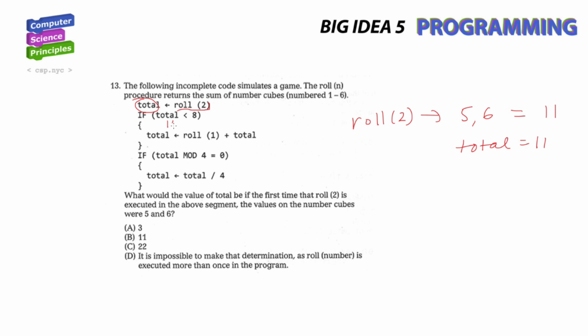So as we go through this, if 11 is less than 8, well, it's not. 11 is not less than 8, so it's not going to do this stuff. So now we move on to the next thing. 11 mod 4, if that equals 0. Well, 11 divided by 4 goes in twice, and then there's a remainder of 3. So this gives a remainder of 3, and 3 does not equal 0, so it's not going to do this. And then it stops. So the question asks for the value of the total, and we have this here. The value of the total is 11. So that was question 13.